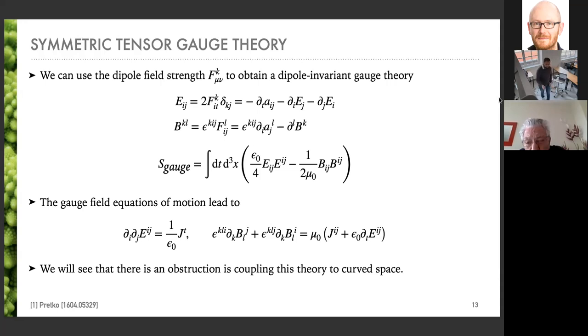A lot has been done. For instance, in this 2016 paper by Pretko, people have taken this theory and did all sorts of electromagnetism with this. You can go ahead, but I think the only thing that I really want to point out is that you have a well-defined Maxwell-like set of equations.